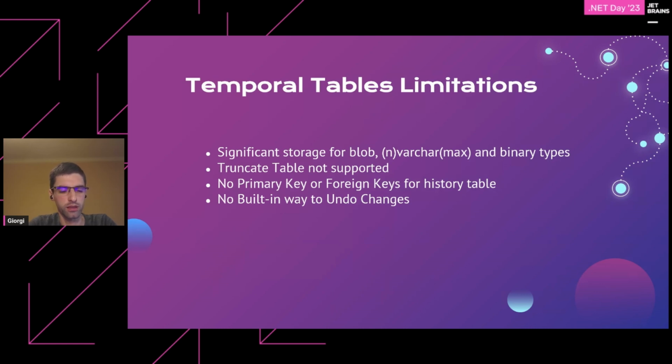Also, you don't get any primary or foreign keys for the history table. This is because for one record, you can get many records in the history table. So obviously, there is no way for the primary key to work. And there is no built-in way to undo changes. So you will have to implement it yourself if you want to undo some changes based on the historical data.